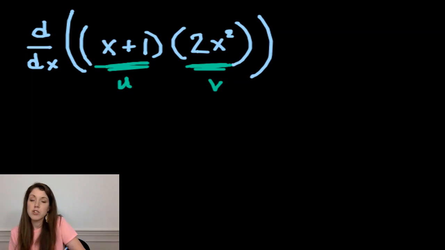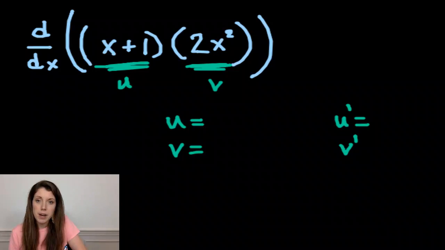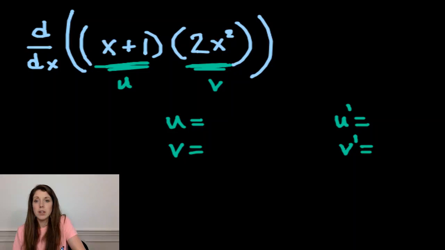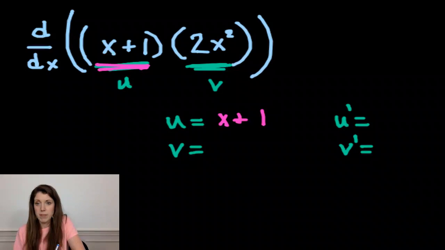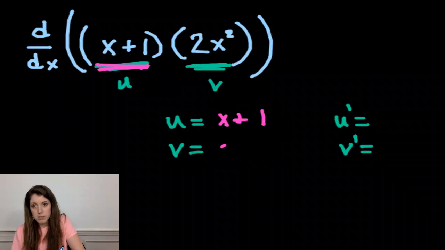Here's how I like to organize my problem when I'm solving these. I like to write u equals and v equals, and then I give myself a space to fill that in, and then I write u prime equals and v prime equals, and I give myself space to write. Let's fill in that information. u is x plus 1, because it's that first portion. v is 2x squared.